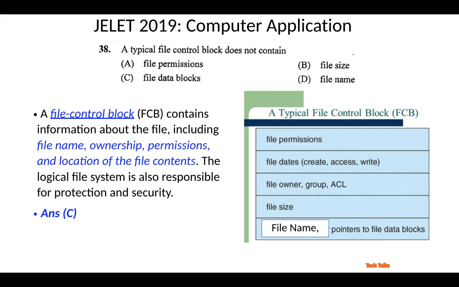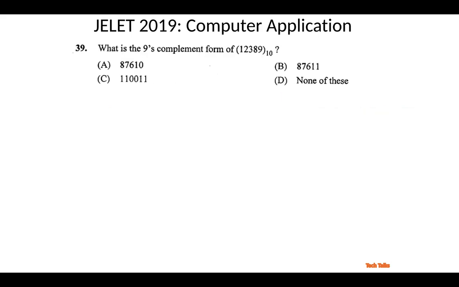Actual data of the file is not kept in the control block, but all other file related data, that is known as metadata, that are kept in the file control block. So the answer is C. Let's see the next question.